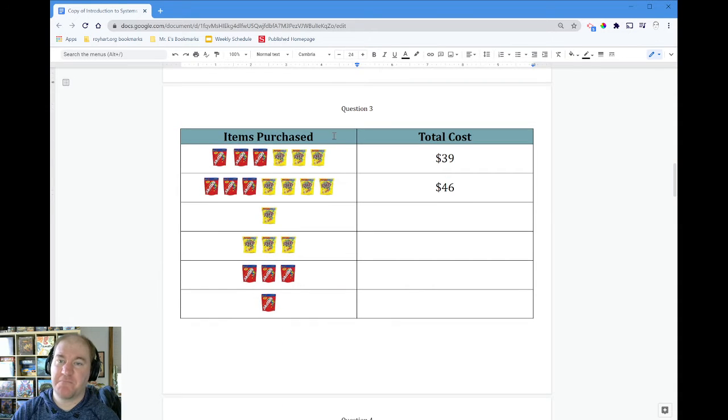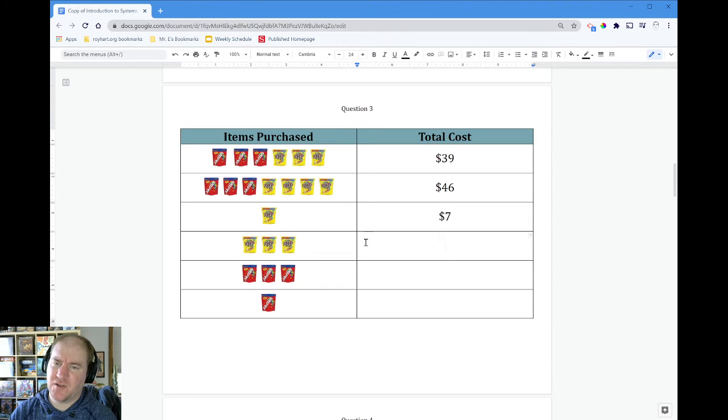Question number 3, the difference between these two purchases is no Skittles. There's no difference, so let's just ignore the Skittles. The difference between these two purchases with M&Ms is 1 more bag of M&Ms. So that means that 1 more bag of M&Ms costs the difference between these two, which is $7.